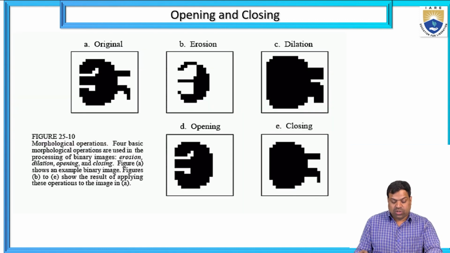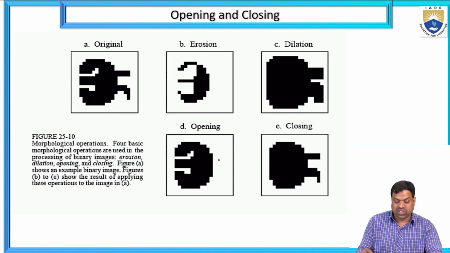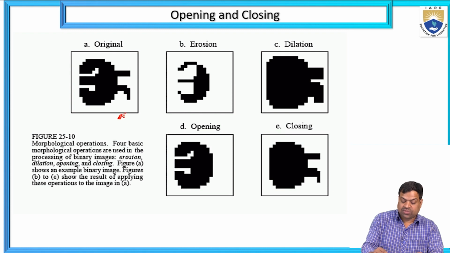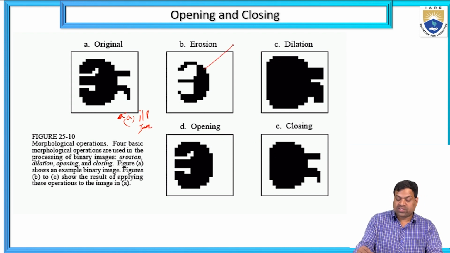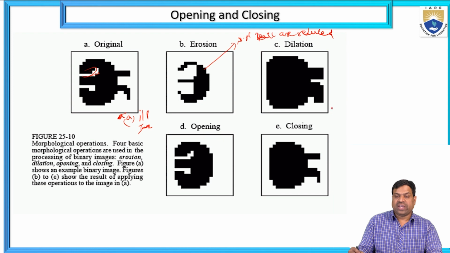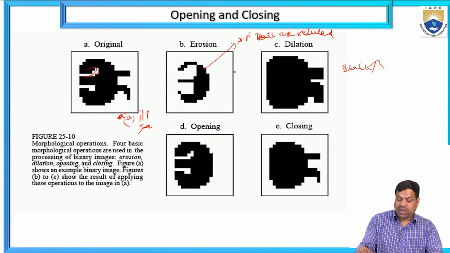So this is one example of the four basic morphological operations used in the processing of binary images. The first one is the original image, that is the input image. Here eroded means the number of black cells is reduced. So somewhat we reduce the black, increasing the white color. Here dilation means we are increasing the black, so black is increased. Here black is decreased.